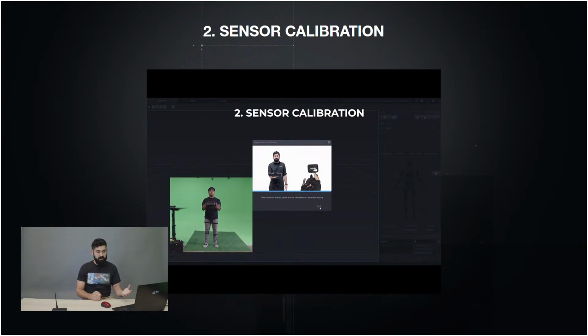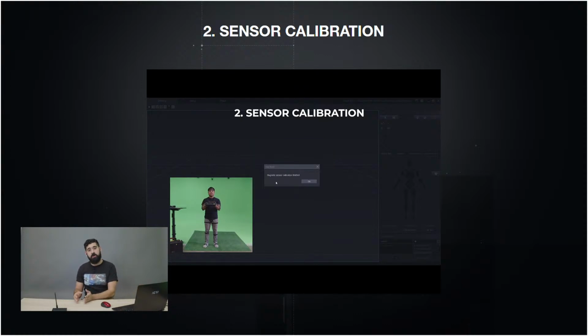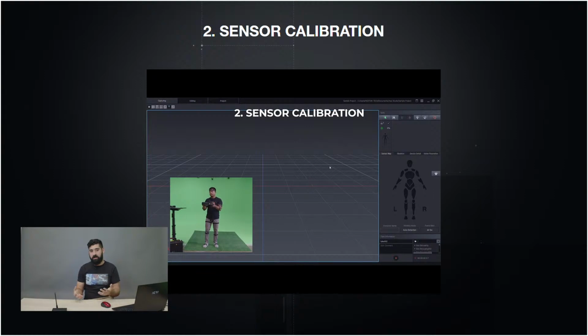Once that procedure is done, you'll get a pass or you'll get a fail, and if you do get a fail, it's totally okay. You'll just redo that. It will identify which sensors need to be redone. You would just go through this and you're complete.